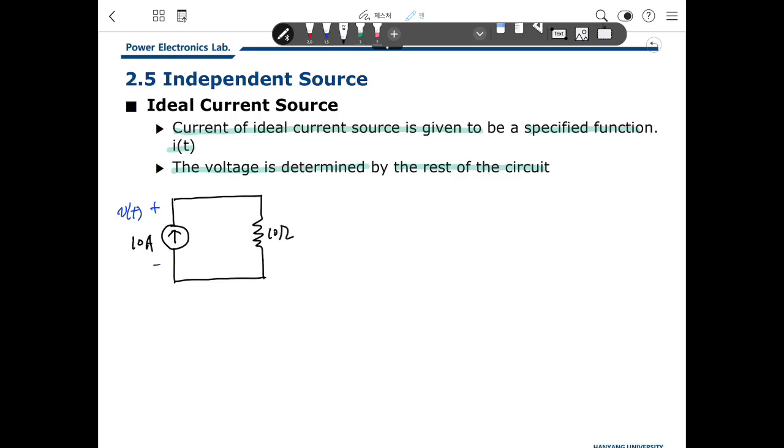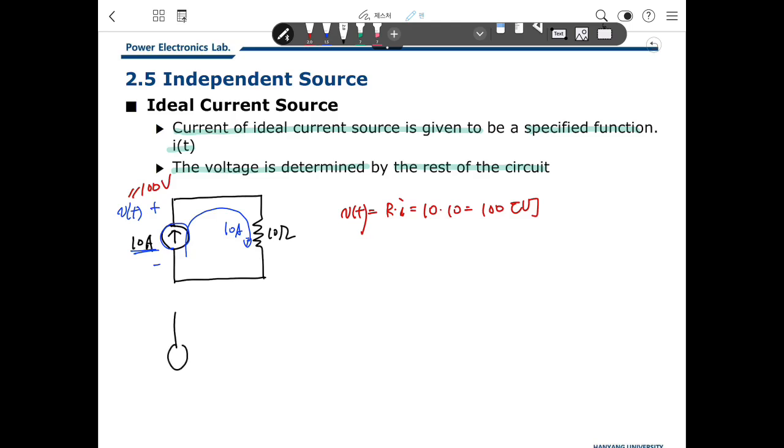If this is connected to the electric circuit in this way, for example, this is 10 ohm, then Vt is Ri, because the current flowing from here to there is 10 amp, because this is a current source. So it is 10 times 10, which is 100 volts. So in this case, that value is 100 volts.